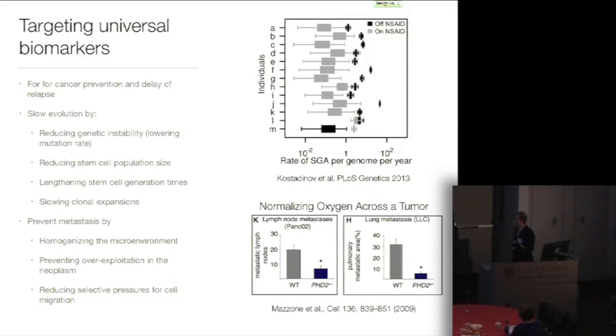Okay. So it looks like there's evidence that if you could homogenize the microenvironments, you could reduce the metastasis. Or presumably based on Athena's work, if you could prevent overexploitation by the neoplasm, you could also prevent metastasis. And in general, we should be thinking about reducing the selective pressures on cell migration.